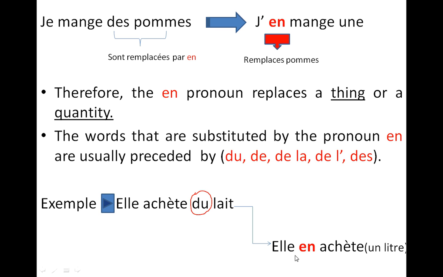You can just stop at elle en achète, so it means she buys it. Or you can add elle en achète en litre, 2 litres, 3 litres. And that would mean that she buys 4 liters, she buys 5 liters, but you don't repeat milk, right? In English, it's the same thing. You don't repeat milk. So you're replacing it with en. So this is pretty easy.